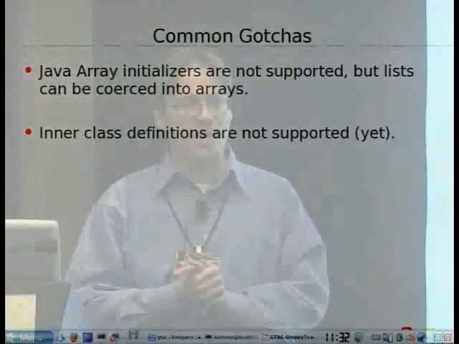But you can coerce a list, since we have basic native syntax for lists. You can coerce any list into an array. So it's like you have to do a cast. And it's very simple to do casting with Groovy. It also is, right now, not supported inner class definitions. How many of you love working with inner classes?